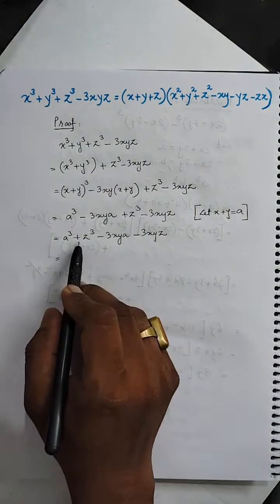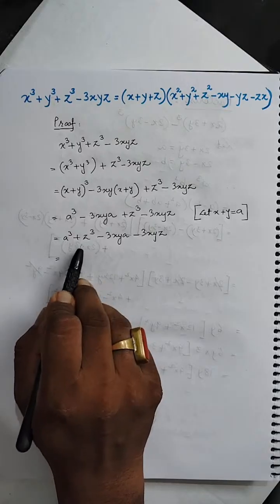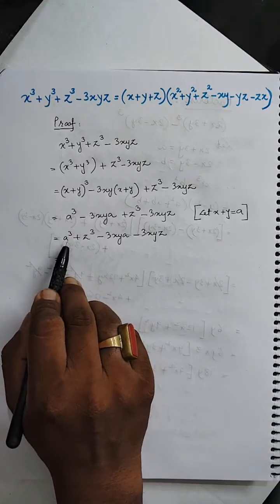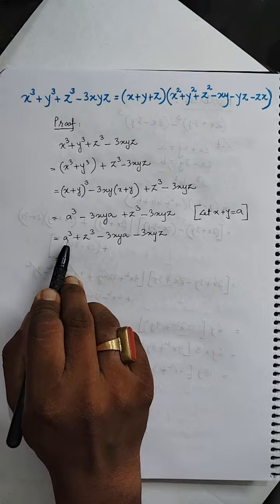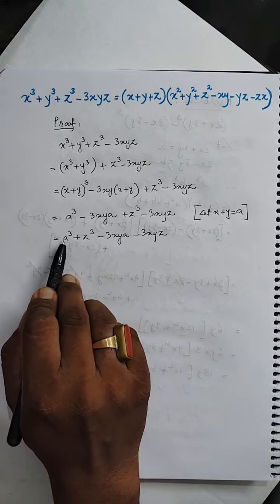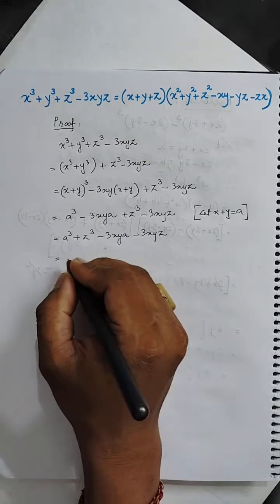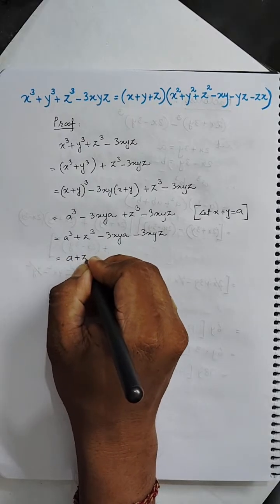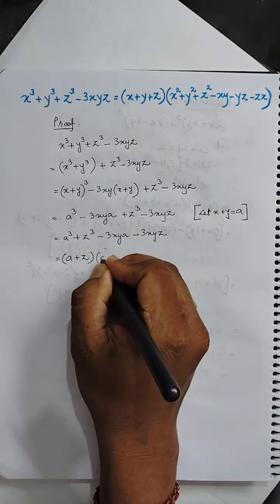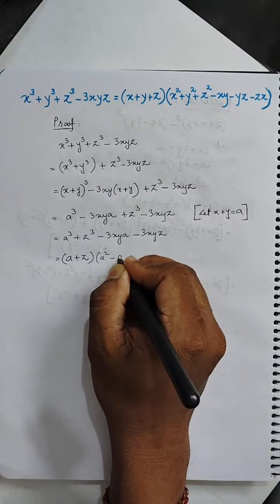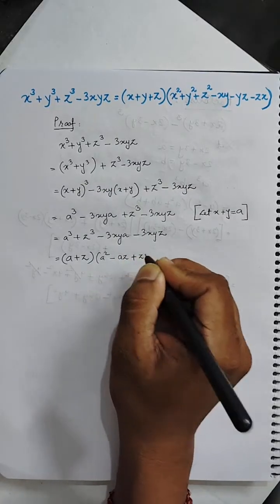Okay. So what we'll do in the next step, now we have a cube plus z cube. This is what we learned yesterday. It is in the form of x cube plus y cube. So we will factorize this part. This will be a plus z into a square minus az plus z square.